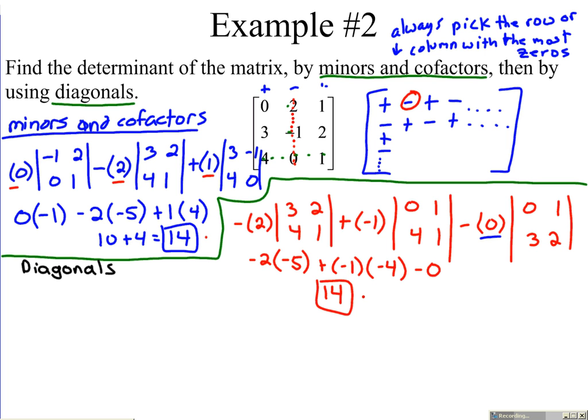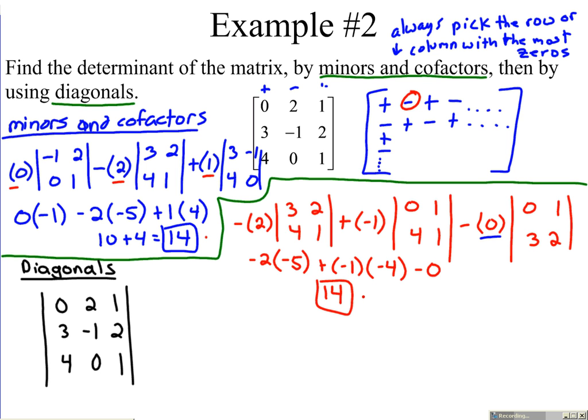If we were going to evaluate by diagonals, take the original 3 by 3 matrix, write it as a determinant. So we have 0, 2, 1, 3, -1, 2, 4, 0, 1. There would be our original 3 by 3 determinant. You're going to take and recopy the first two columns to the right. So 0, 3, 4, 2, -1, 0.